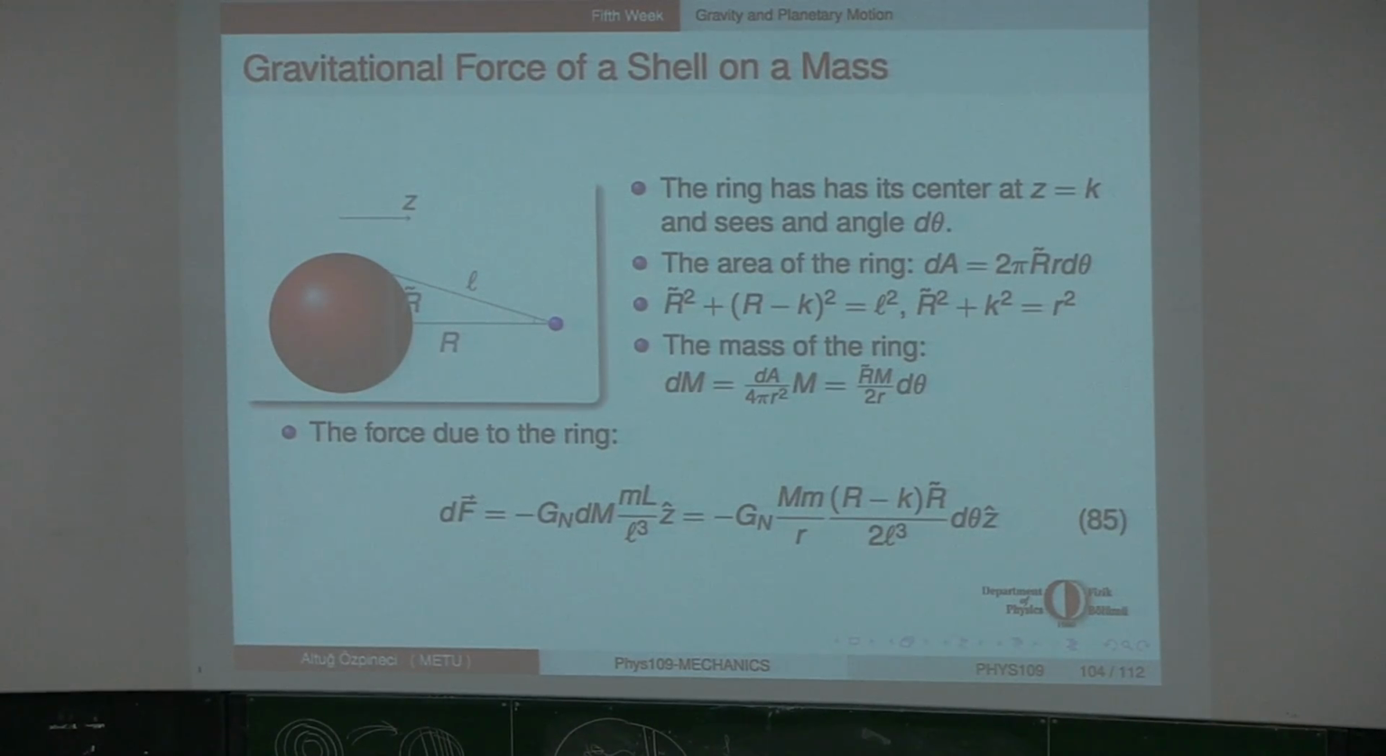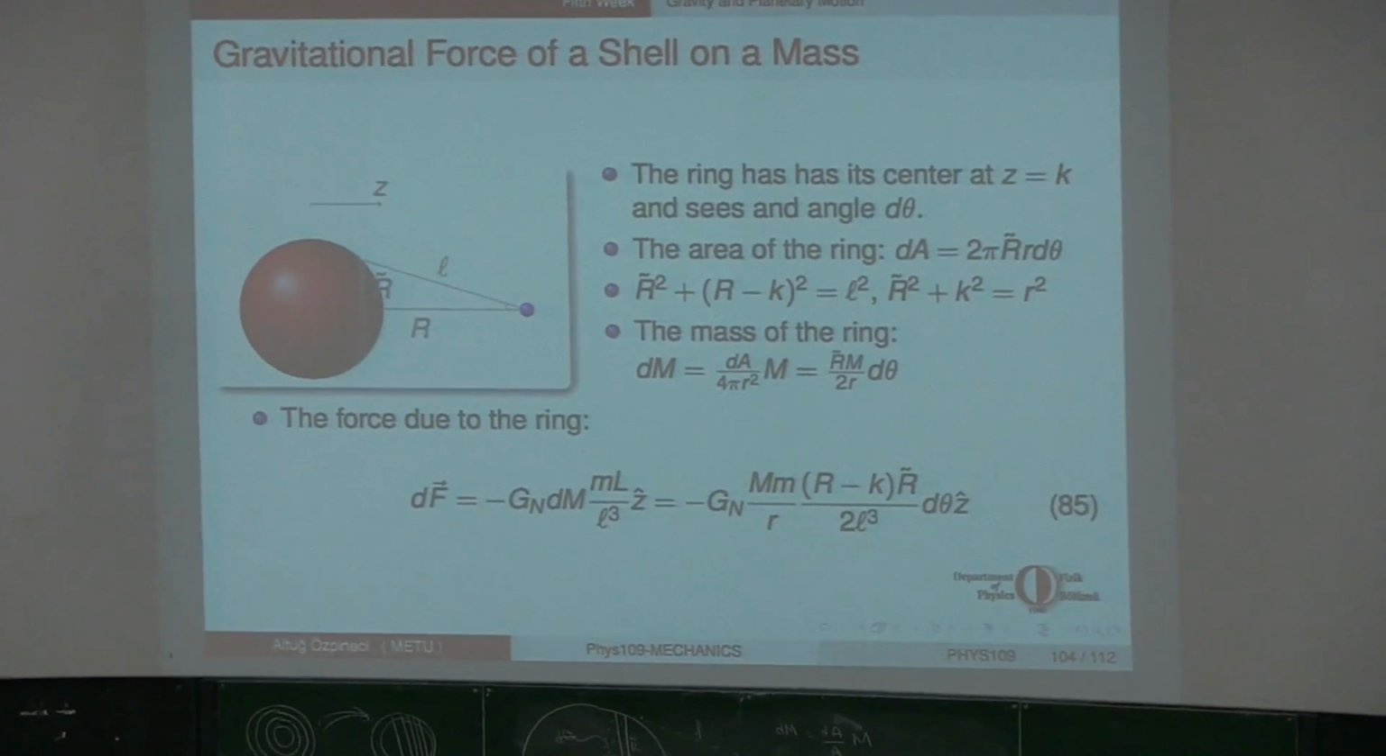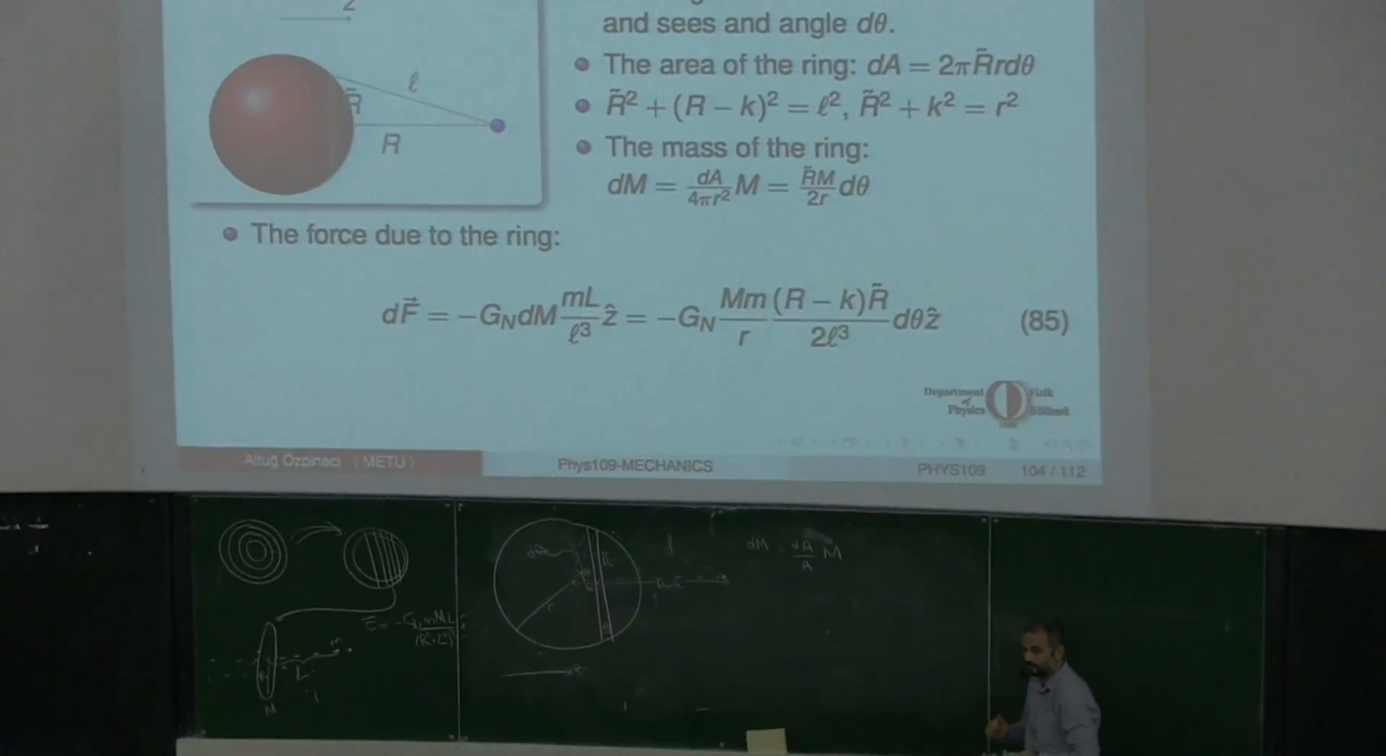Now first we have to express the mass of this ring. The mass of the ring, let's call it dm. It's a very small mass, since it's a very narrow ring. It is nothing but the area of my ring divided by the area of my sphere. This is the fractional area of my ring, times the total mass of my sphere. So I'm assuming that the mass is distributed uniformly over the surface of my sphere.